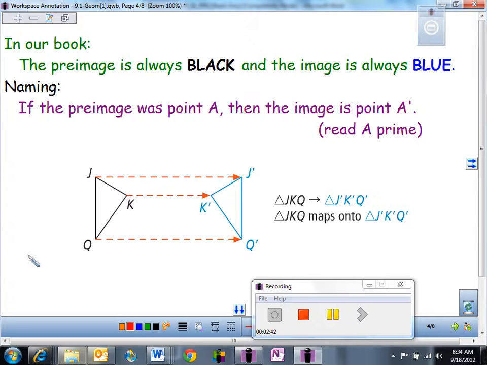So in our book, the pre-image is always black and the new image is always blue. So here we have triangle JKQ, and then it is mapped onto triangle J prime, K prime, Q prime. So the pre-image was point A, then the image would be this little squiggle here, apostrophe would be read A prime. So this arrow again means mapped onto.